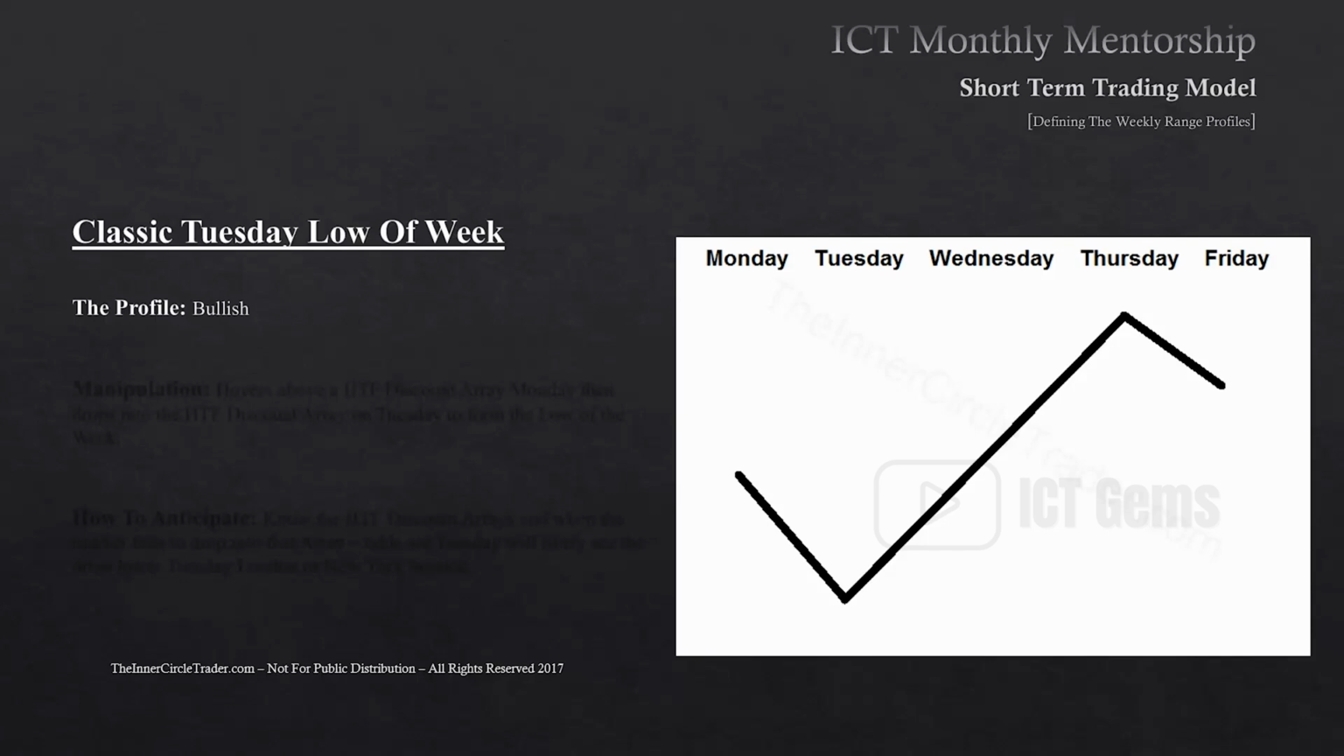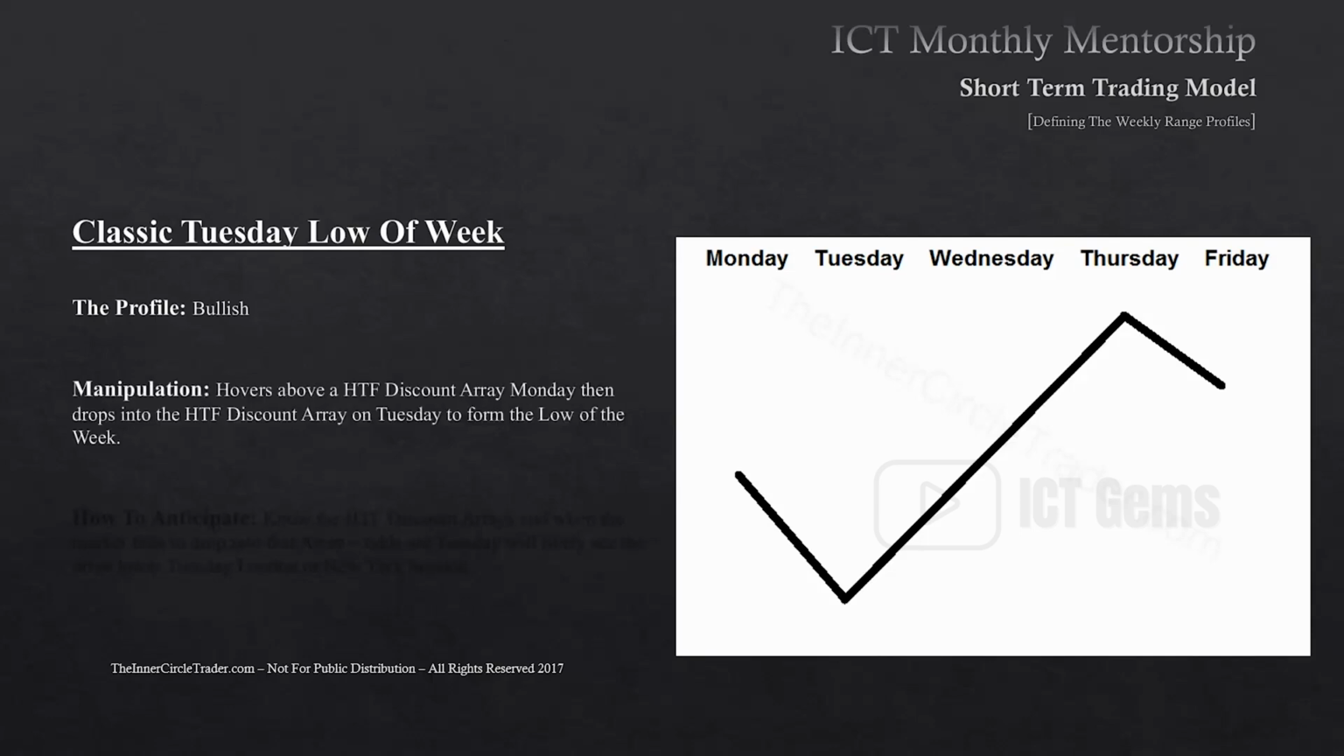So the classic Tuesday low of the week. Okay, this is a market profile that is generally bullish. So you're already looking for bullish prices anyway. And what you're looking for is manipulation in the form of price hovering above a higher time frame discount array on Monday, then dropping into a higher time frame discount array on Tuesday to form the low of the week.